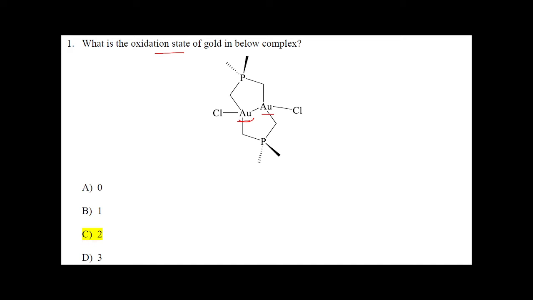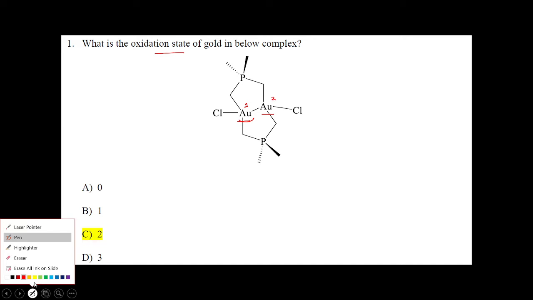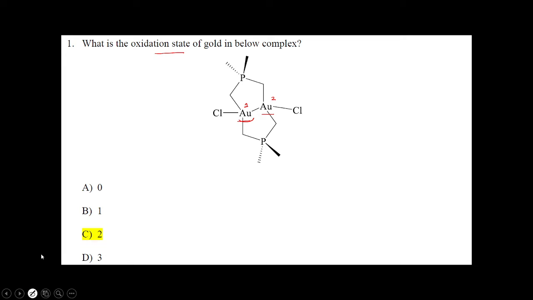So Au first, if I give 1 to this and 2 to this, these two metals basically have the same, or identical, environment. That means we can figure out the oxidation state of any gold metal present in this complex. So what we have to do is figure out the oxidation state of the Au metal in this given complex. First of all, this Au is connected with this chlorine ligand.